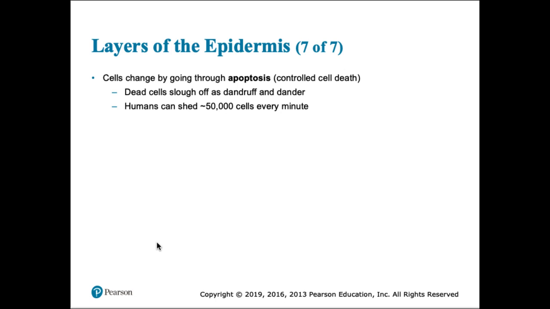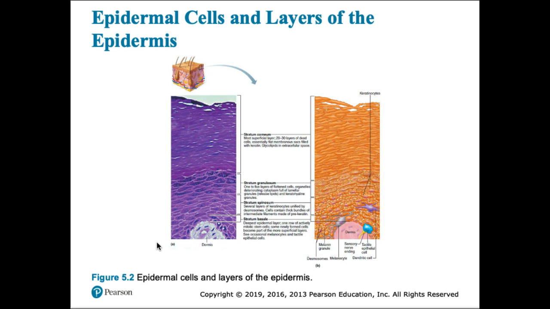It's a programmed suicide. And so these dead cells slough off. They come off as what we think of as dandruff or dander. And so we basically shed about 50,000 cells every minute. So if you think about it, without even touching your skin, really, they're sloughing off. And of course, if you scratch or rub, you're going to lose more of those cells at that time.